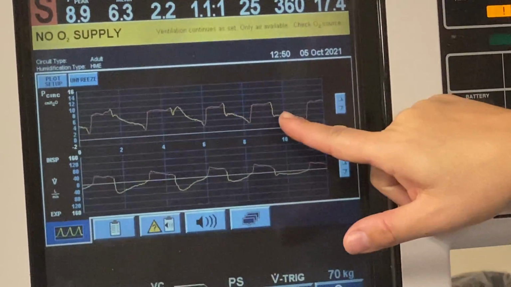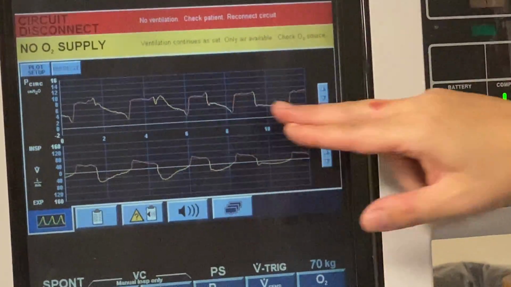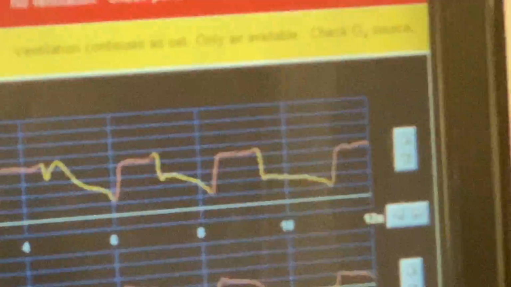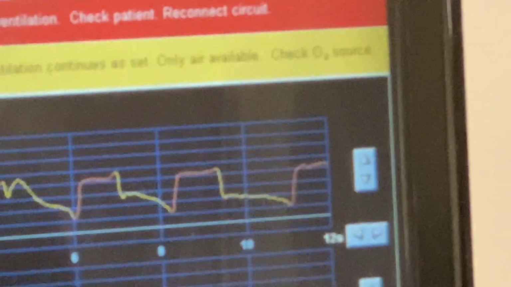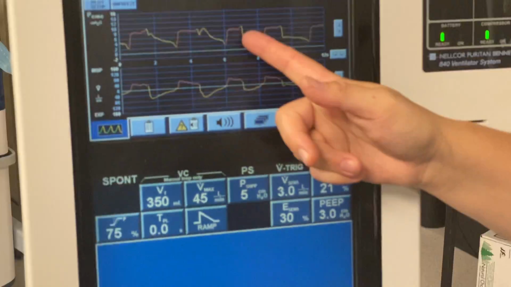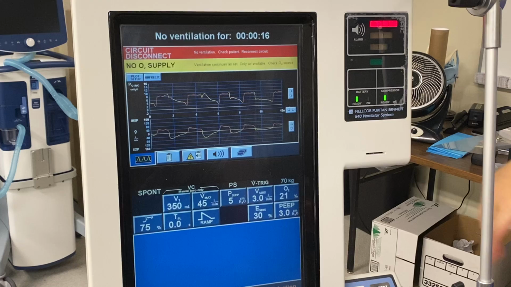That's the patient ending it. That's it going on its own. You guys see the difference? This is the patient pushing against it. This is it just flowing on its own. So this would be acceptable. That would be your rise time is set. Your e-sense is set too aggressively.